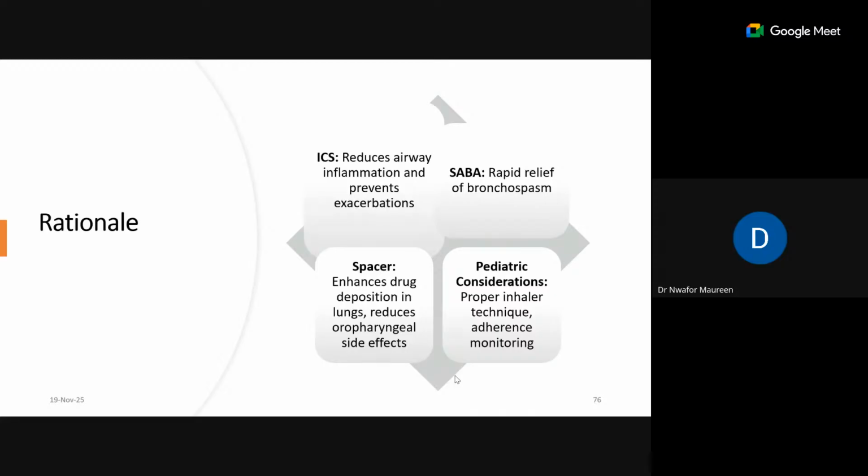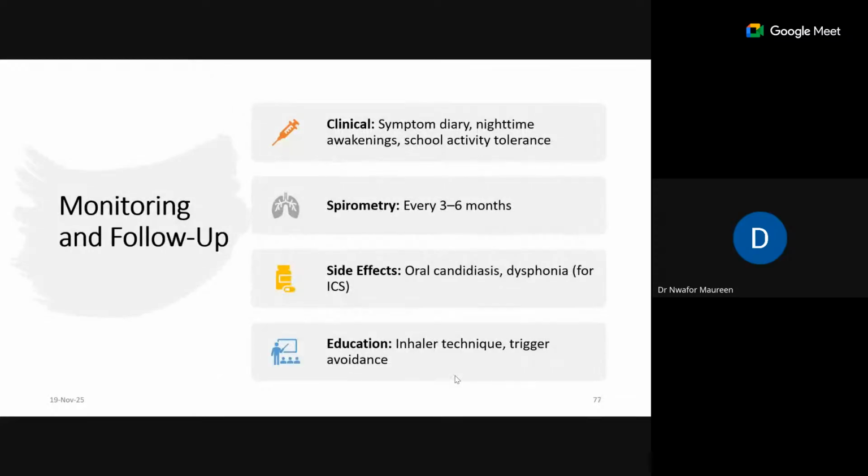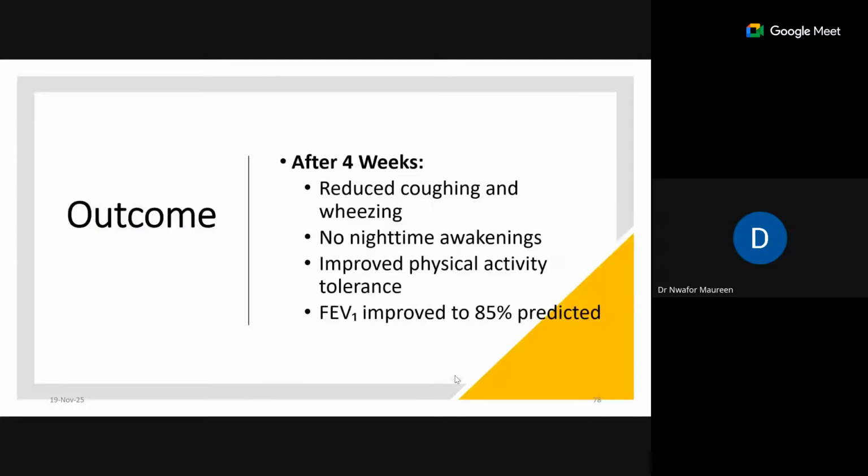Then, because it's a pediatric patient, we prefer proper inhaler technique, adherence, and monitoring. Then the follow-up must be there. You will look at the clinical response, symptom diary, nighttime awakening, and school activity tolerance. After 3 to 6 months, you use spirometry to check whether there is improved lung function. Then the side effects, because of using corticosteroids, check for oral candidiasis, and give education on inhaler techniques and triggers.